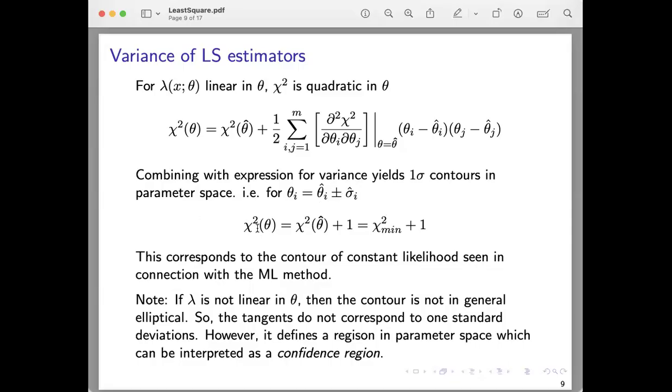So this is equivalent to the contour that we saw earlier. If you have more than one parameter, say 2 parameters, you will get an elliptic contour with constant likelihood, or constant value of the chi-square, which differs from its minimum value by 1.